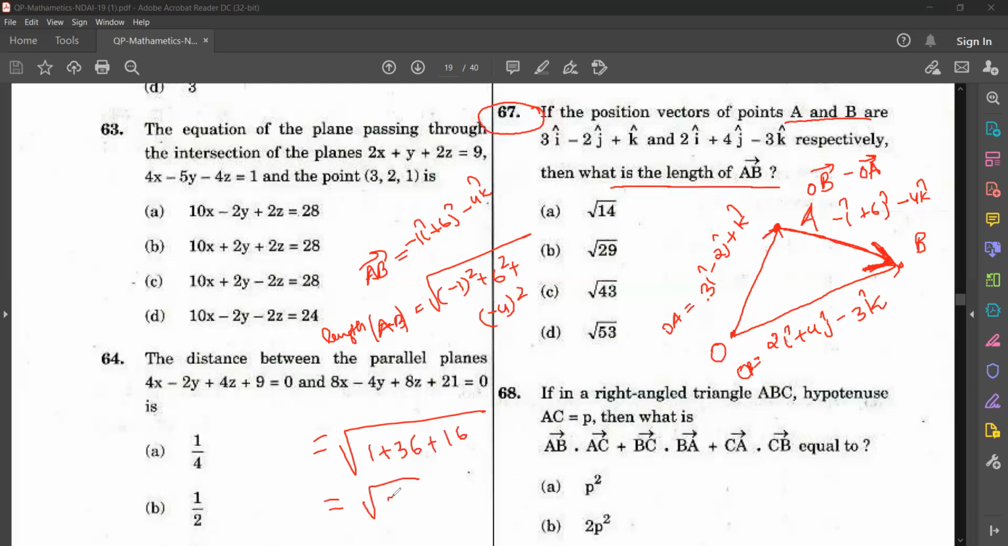That is root 53. Root 53 units. That is option D, the correct answer. Root 53 is the correct answer.